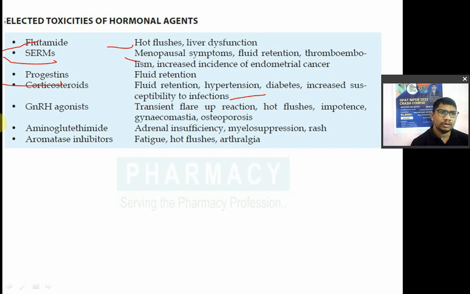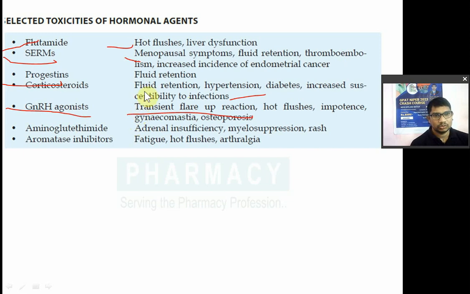गोनेडोट्रोपिन releasing hormone agonist. It can cause transient flare-up reaction, hot flushes, impotence, gynecomastia, osteoporosis. Because gonadotropin releasing hormone agonist क्या करेंगे? ये they will increase the luteinizing hormone and follicle stimulating hormone in the males.